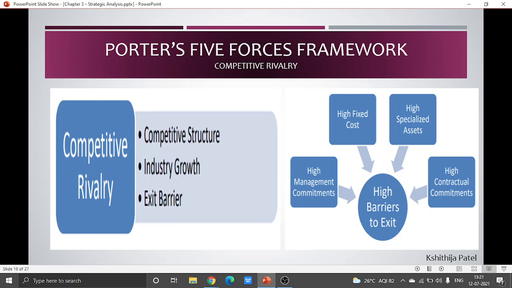Then we have the industry growth. Whenever the industry growth is sluggish and shows no symptoms of recovery, in those situations the intensity of rivalry within the industry might increase.